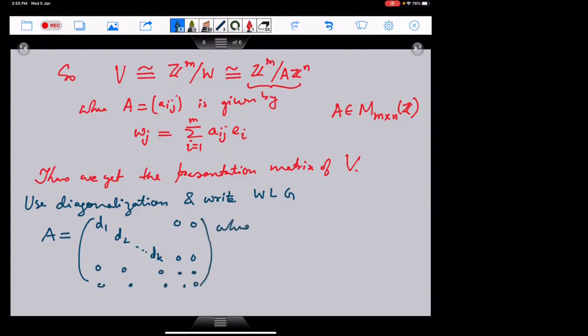Where the Di's are natural numbers, but different from 1. If some negative is there, I can multiply by -1. If I have 1, say D1 equal to 1, then I'll drop the first row and first column. Right? This kind of discussion we had already. And Di divides Di plus 1 for i from 1 to k minus 1.